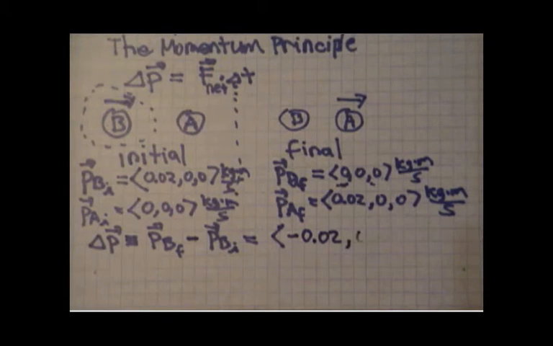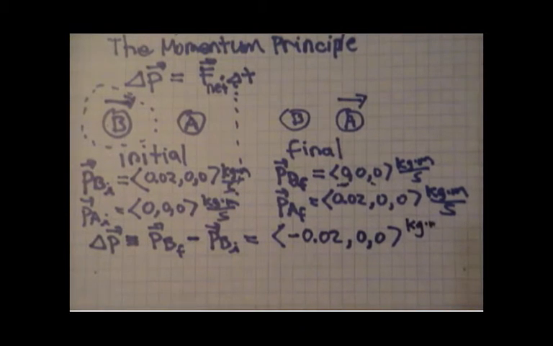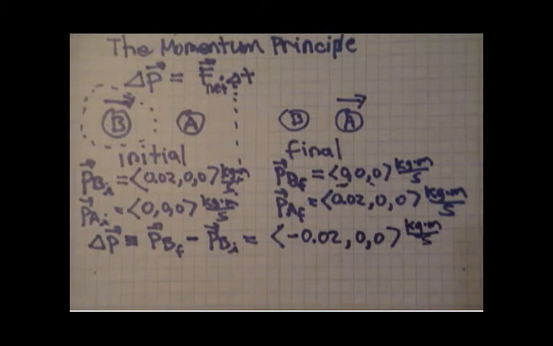And then the y and the z components are both going to be 0, of course, because we're just subtracting 0 from 0, and we get 0. So the change in momentum of ball B that occurs during this collision can be written this way: minus 0.02, comma 0, comma 0 kilogram meters per second.